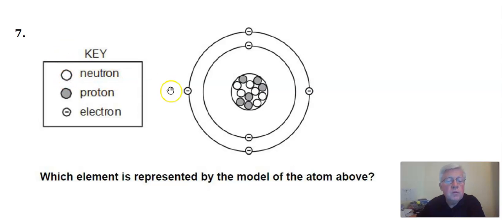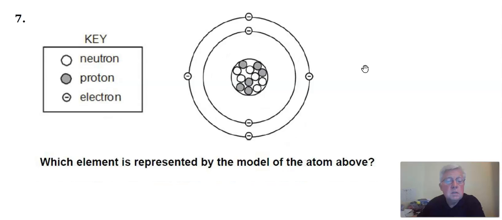Neutrons are circles. They're in there. There's 1, 2, 3, 4, 5, 6 circles. Protons are these dark things. 1, 2, 3, 4, 5, 6 dark things. So if there's 6 protons, there better be 6 electrons, and there are. Okay. Which element is represented by the model of the atom above? Which element has an atomic number of 6 because it has 6 protons?